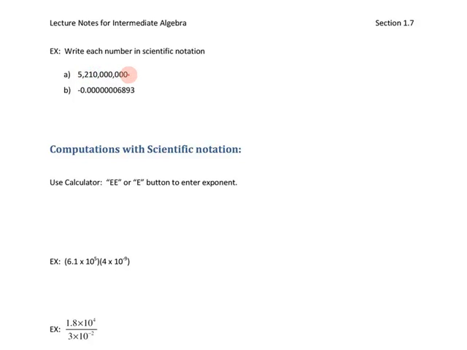5,210,000,000. The decimal place is understood to be here. I'm going to move it to right here. So how many places do I have to move it? 1, 2, 3, 4, 5, 6, 7, 8, 9. Okay, so I have 5.21, and I moved it to the left 9 places. The original number was very large, so I know it's going to be a positive exponent, so times 10 to the 9th.